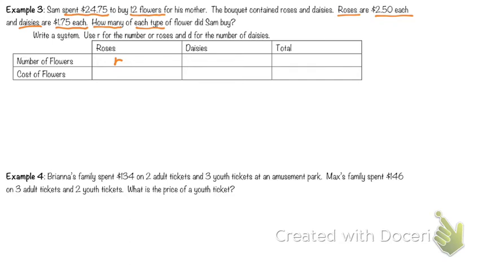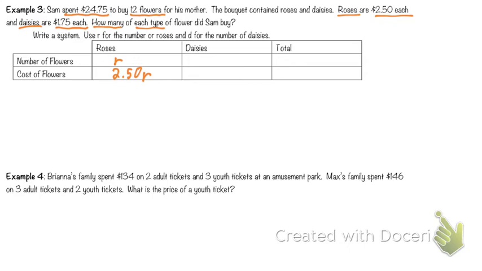Okay, well, how much does the rose cost? Each rose costs $2.50. Now it's per one, right? So the cost of the flowers would be 2.50 times R. Does that make sense why it'd be 2.50R? Because if it's just 2.50, I'd be like, oh, I get however many roses I want for $2.50. But you pay $2.50 for each rose.